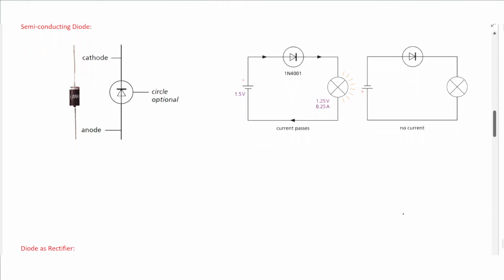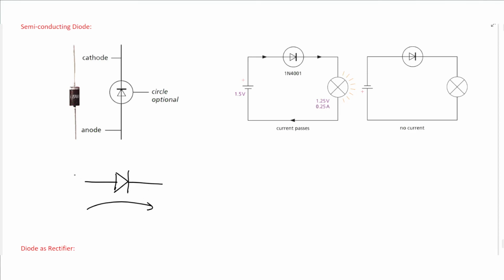The next device is a semiconducting diode. It's a device that allows flow of current in one direction. The symbol of a diode is an arrow drawn as a rectangle and a block in the face of the arrow, so the current can flow in this direction. It cannot flow in the other or the opposite direction.